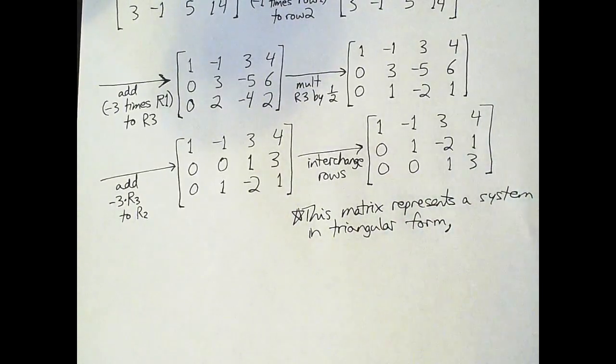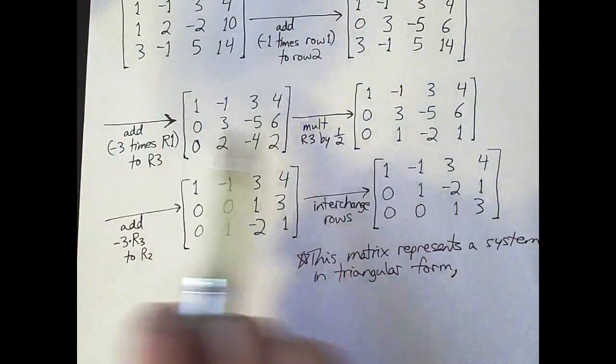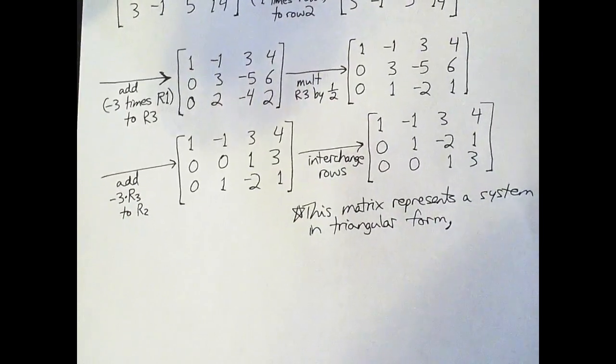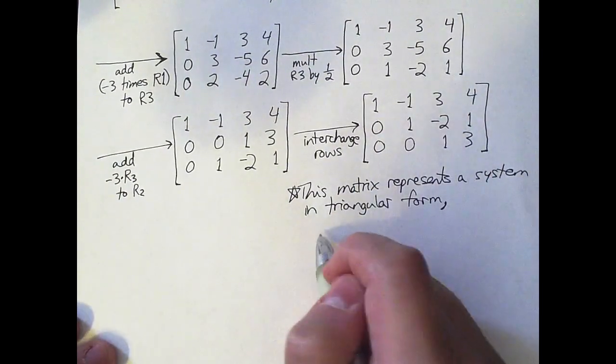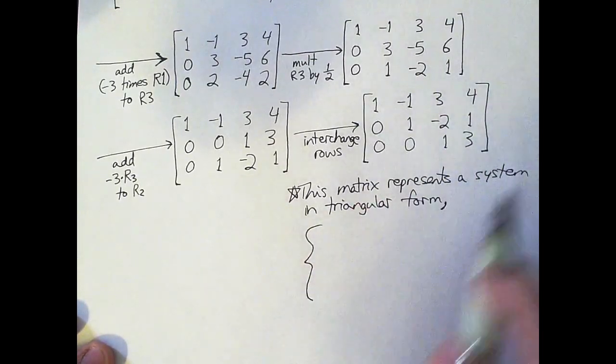Earlier, I wrote a system at the beginning of all this, and then I said we can write a matrix based on the system. We turned it into this matrix, and then we've been working with matrices ever since. But you can also go back from a matrix to a system. If you think about what do these numbers represent?